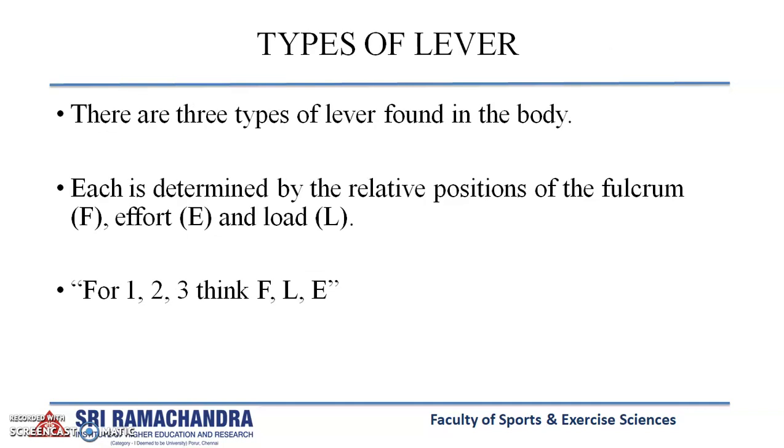Now, let's have a look at the types of lever. There are three types of lever found in the human body. Each type of lever is determined by the relative position of the fulcrum. Already we've discussed the fulcrum, effort and load. Respectively, for first class, second class and third class lever, you have to think about F, L, E. F stands for fulcrum, L stands for load, E stands for effort.